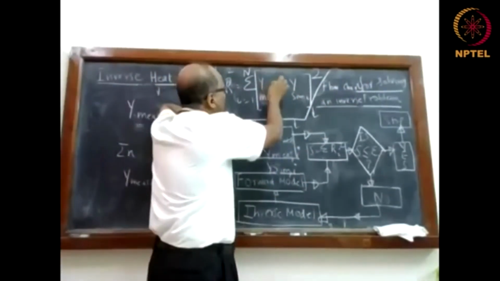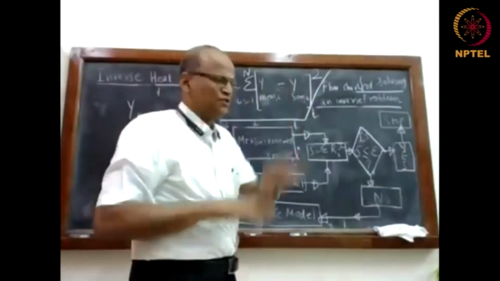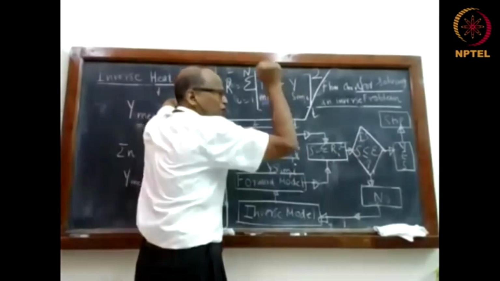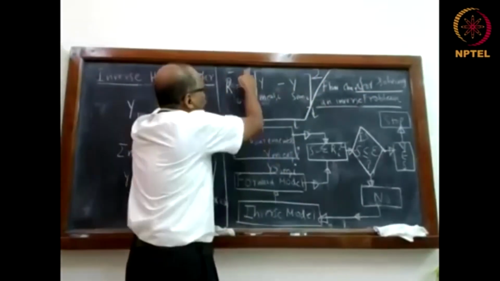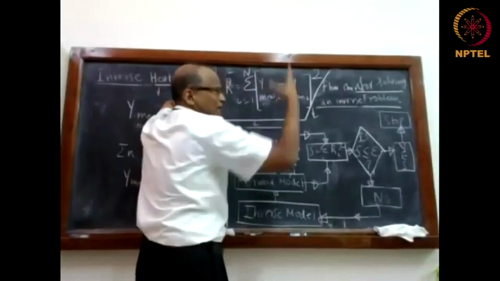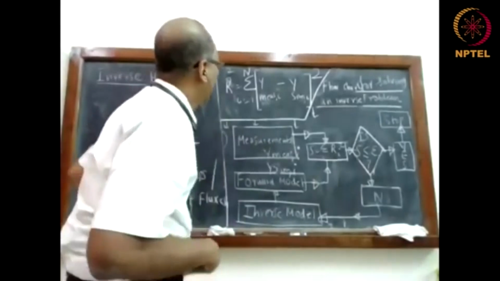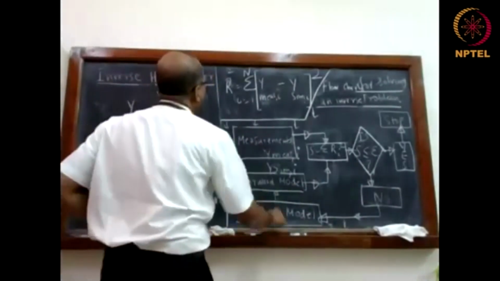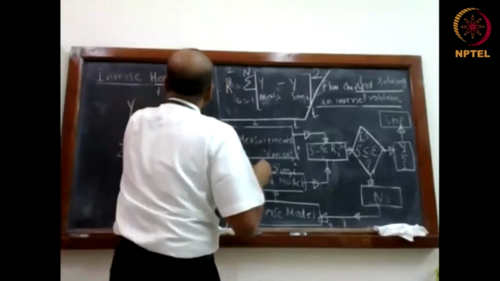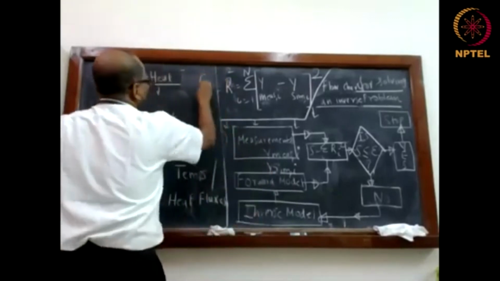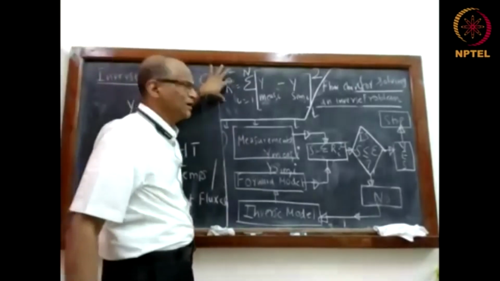So you will take y measured minus y simulated, generally squared, because the plus and minus errors should not cancel. You can find this out if there are n measurements, summed from i equal to 1 to n. So it is the sum of the squares of the errors. This is called the least square. I will explain more about this after some time. This is called the sum of the residual, or R squared.